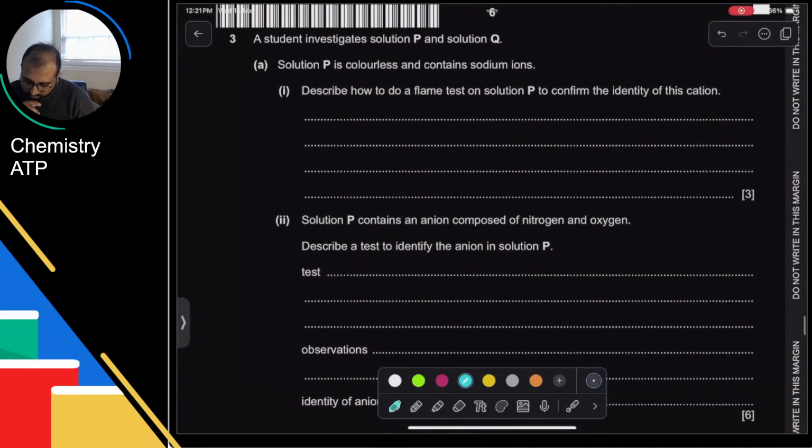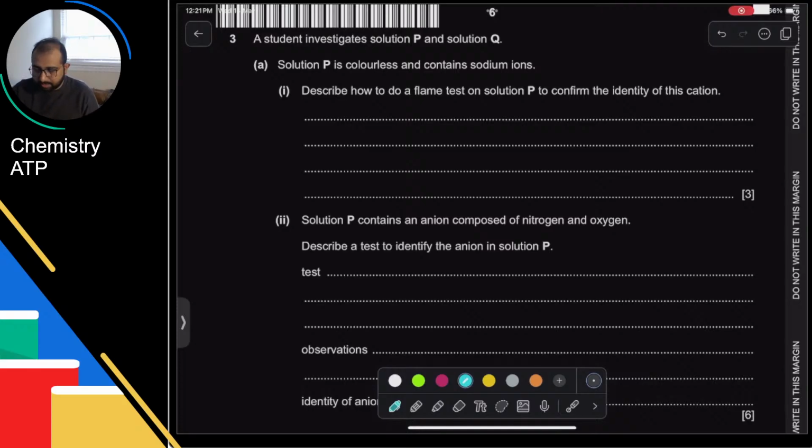Okay, so investigate solution P and solution Q. Now we have two different things. Describe how to do a flame test. Notice that they asked the flame test in November, they asked the flame test in March. Why are they doing that? Because this is something that is usually not taught, even though flame test has been in the syllabus for 3 years now. Usually not taught, so that's why they're doing it.